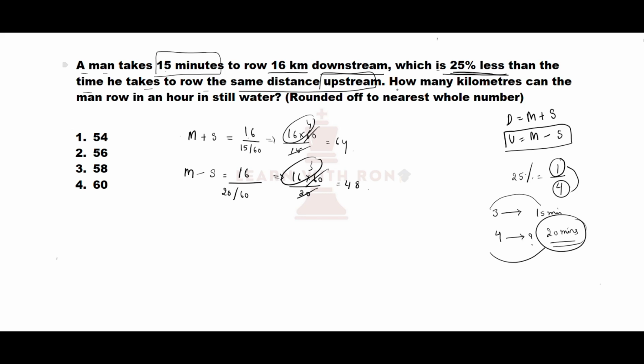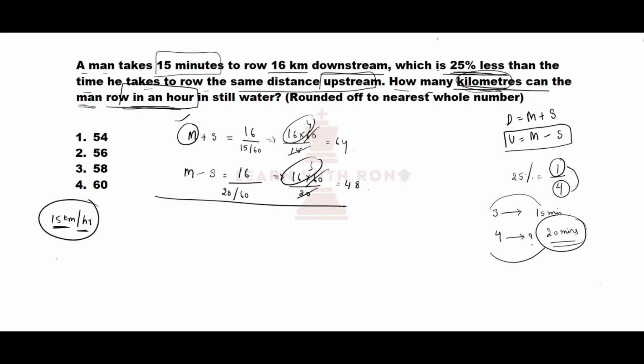Now what they have asked us to find: how many kilometers can the man row in an hour? Means they simply asked us to find the speed of the man here. See, how many kilometers can he row in an hour? For example, if I write 15 kilometers per hour, what is the meaning of this? Means he can travel 15 kilometers in an hour only, right? So see here, how many kilometers can the man row in an hour? They simply asked us to find the speed of the man.